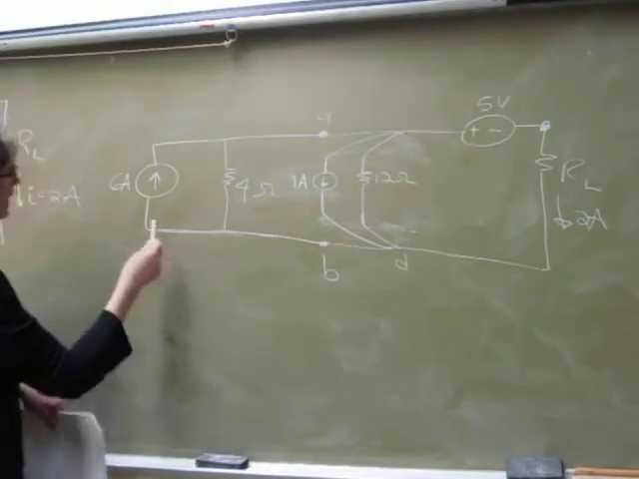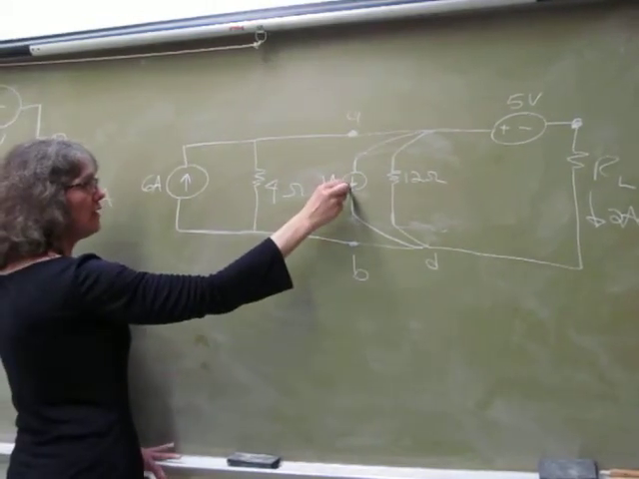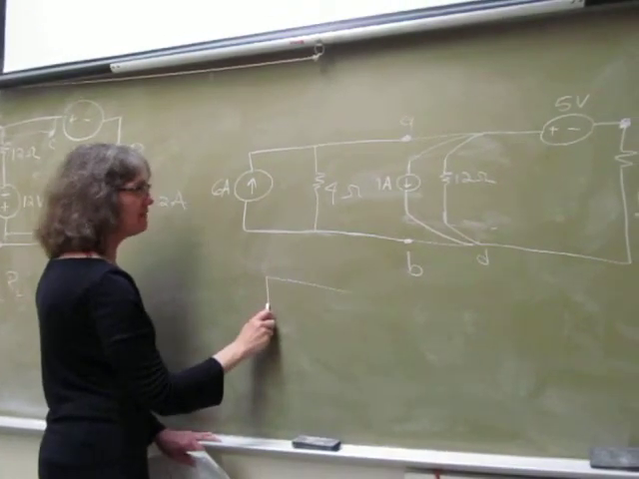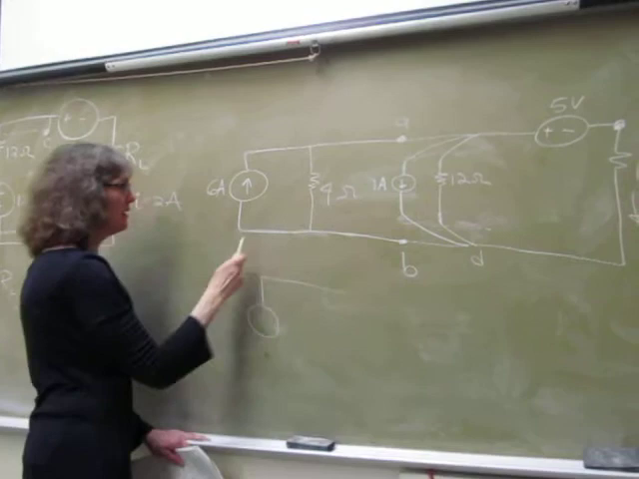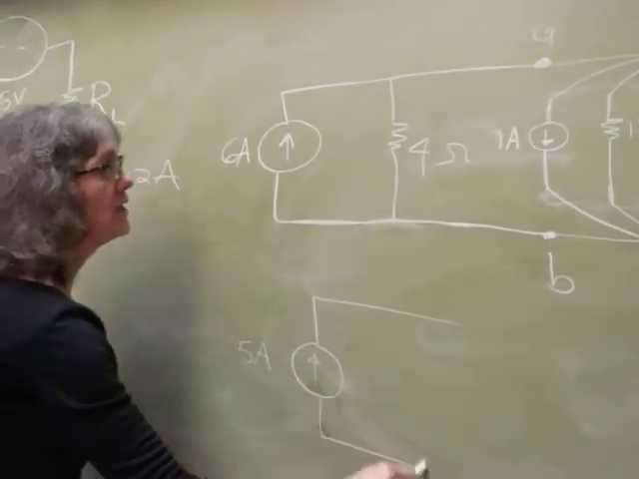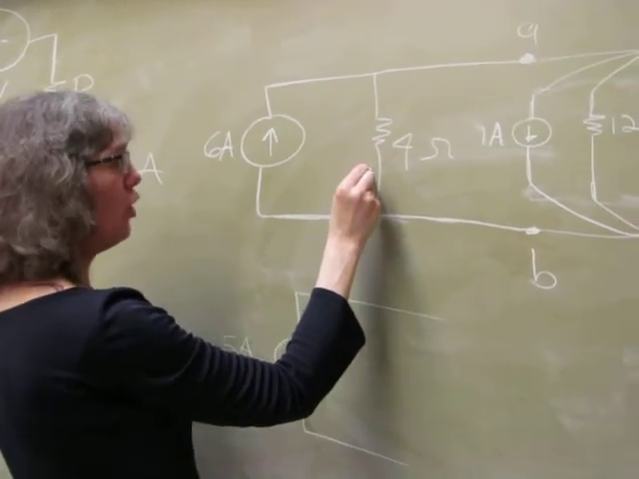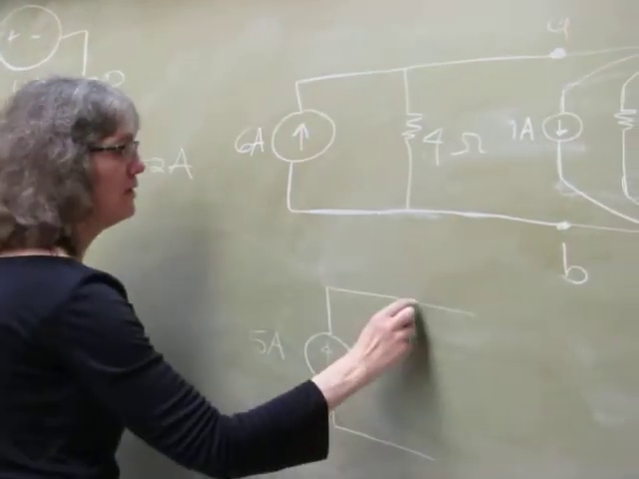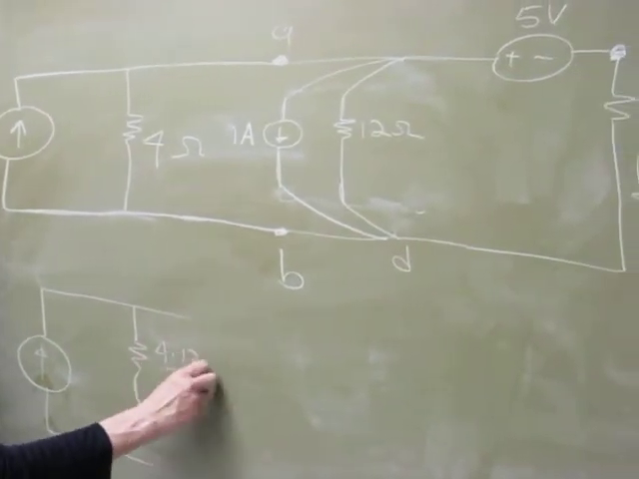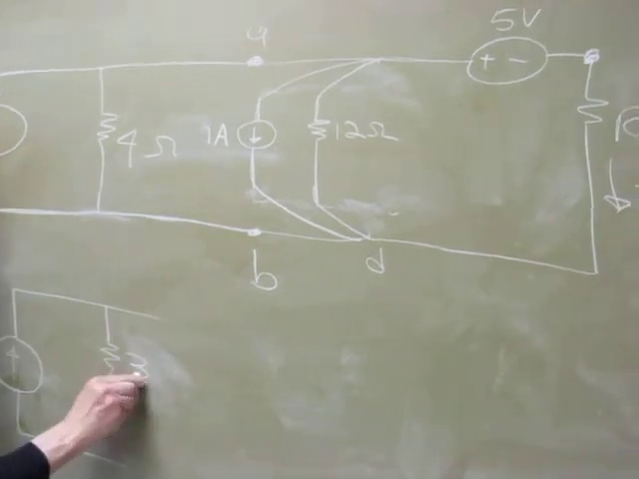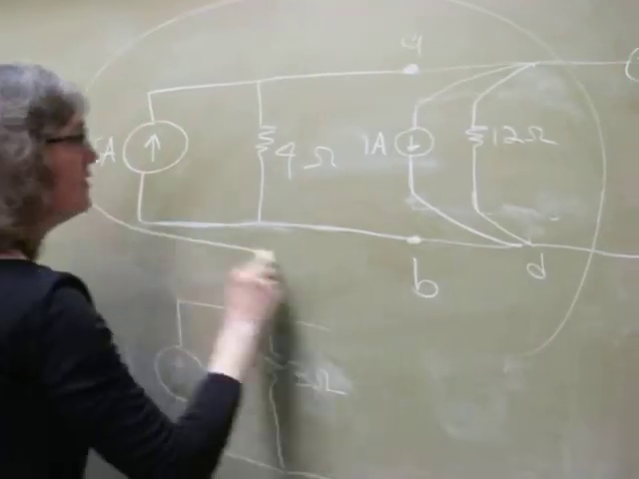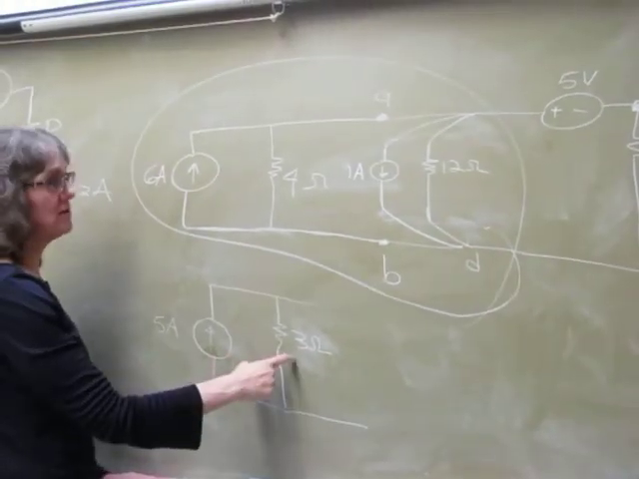Okay, so now what I can do is I've got 1 amp parallel with 6 amps. So I can redraw that as 1 amp going down, 6 amps going up is equivalent to 5 amps going up, like that, right? And then I've got 4 ohms in parallel with 12 ohms. Oh, help me out here. 4 times 12 divided by 4 plus 12. What is that, 48? That's 3. Thank you. So now all of this has been transformed into 5 amps and 3 ohms.